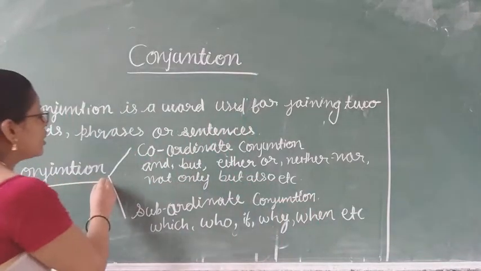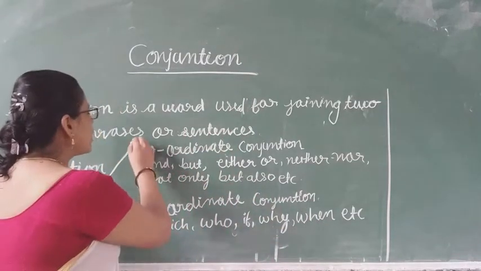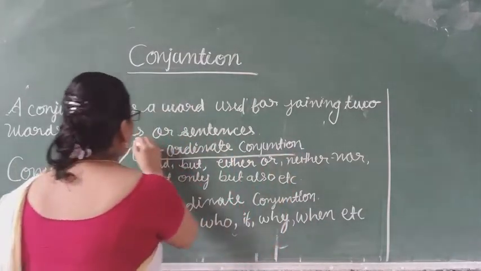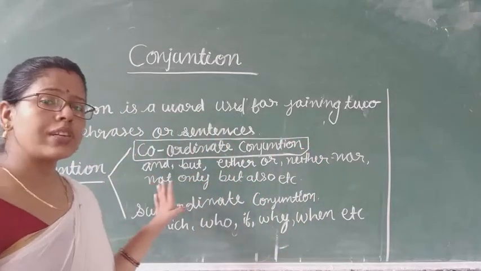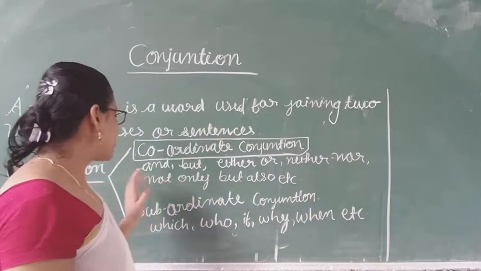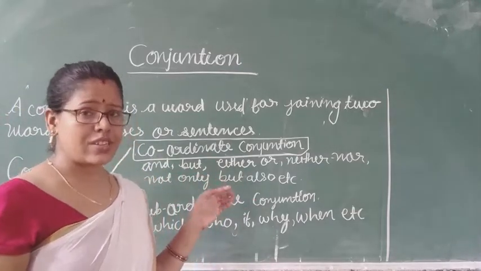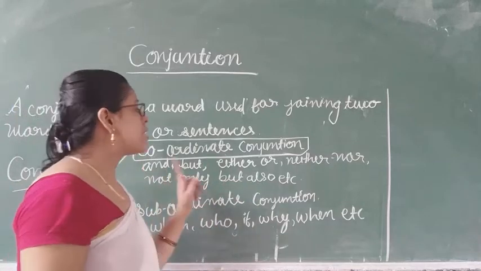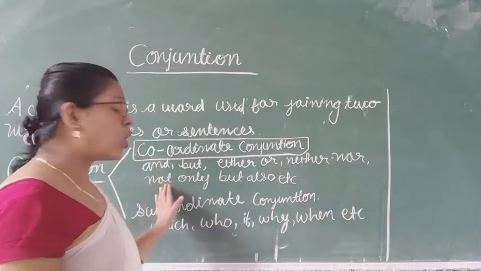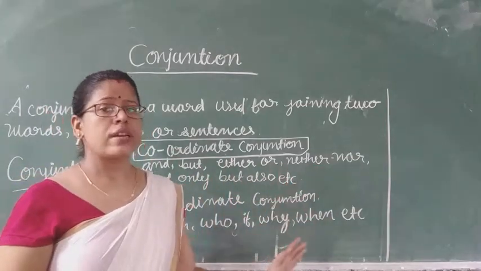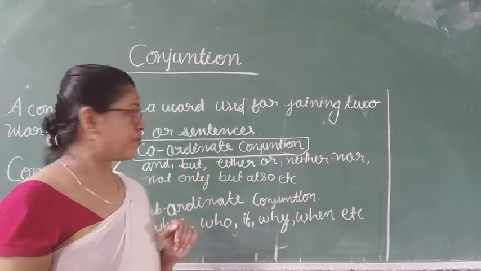So there are two types of conjunction. The first one is what? Coordinate conjunction. What is coordinate conjunction? Example of coordinate conjunction is what? And. There are other also coordinate conjunctions. For example, and, but, either or, neither nor, not only but also. These are the examples of coordinate conjunction.